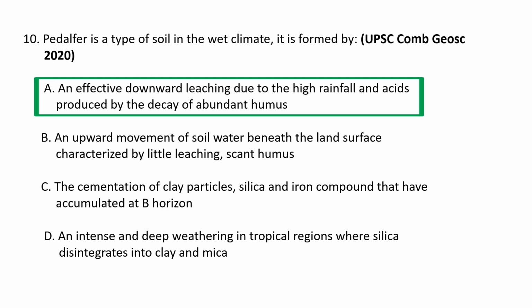Pedalfer is composed of aluminium and iron oxides. So it is a subdivision of the zonal soil order and comprises a large group of soils in which the sesquioxides increase relative to the silica during soil formation, and pedalfers usually occur in humid areas. So here A is the correct option.